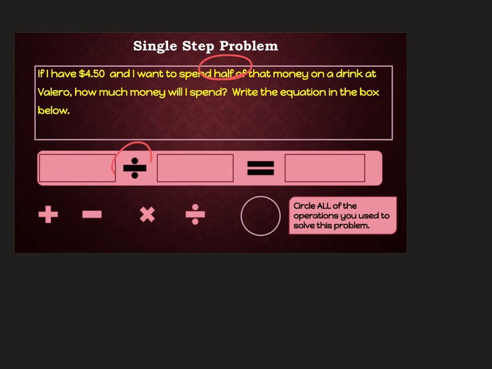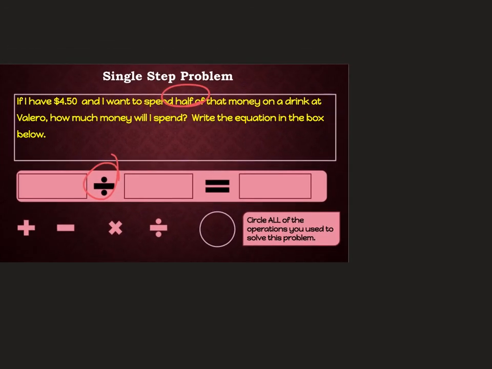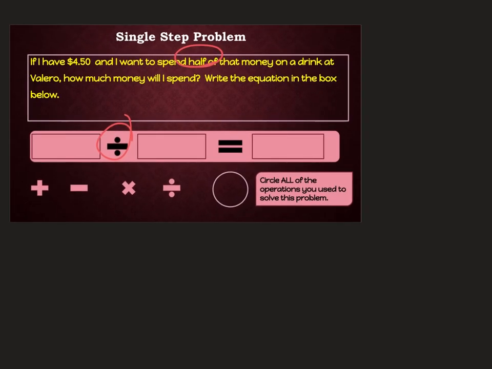I want to spend half of that $4.50. Well, I can see obviously here it's a division problem, so I'm dividing. But more than that is understanding what the half means. So if I draw, let's say that this represents 2, and I want to cut the 2 in half. I draw a line down the middle. On this side I have 1. On this side I have 1.